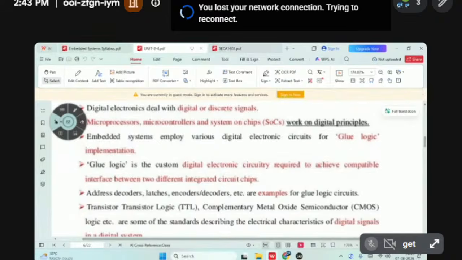Right, so take this point. Decoders, latches, encoders or decoders are examples of glue logic. Decoders, latches or encoders, etc., are examples of glue logic circuits.